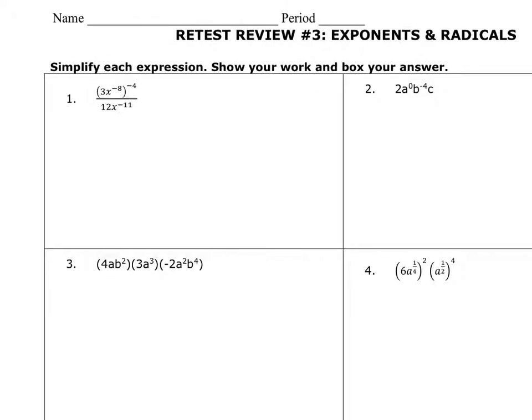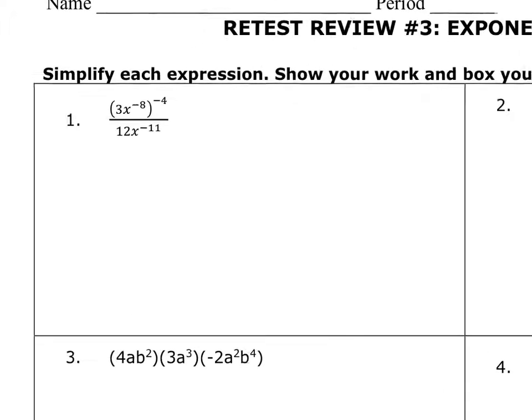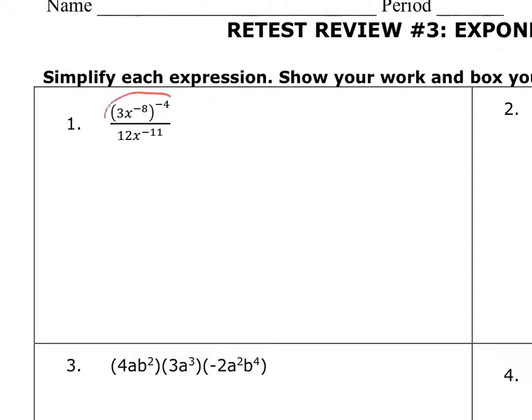This video covers retest review 3 over exponents and radicals. At the top, they asked me to simplify each expression, show my work, and box the answer. So the first thing I'm looking for is distributing right on top. I'm going to distribute the -4 to the 3 and the -4 to the x to the -8. And I'm not going to do anything with the bottom yet.